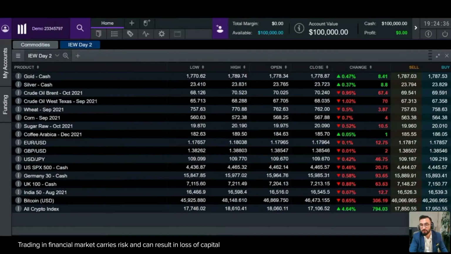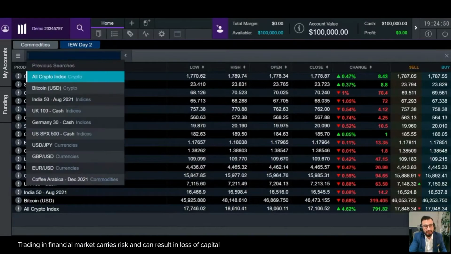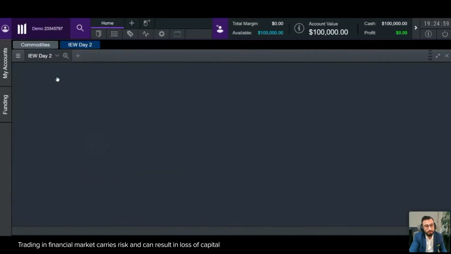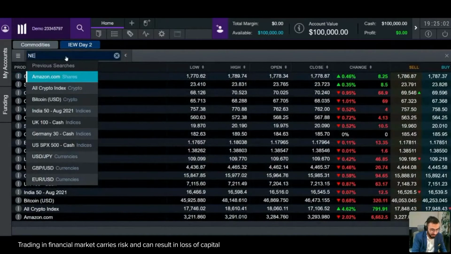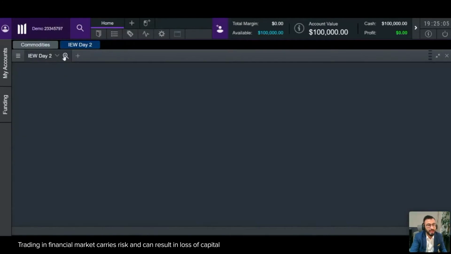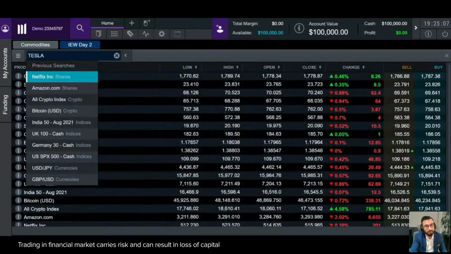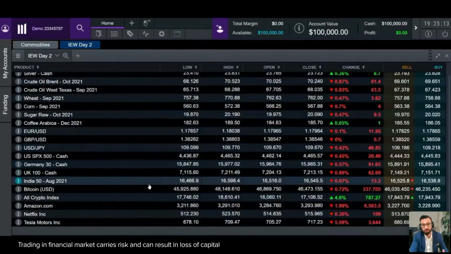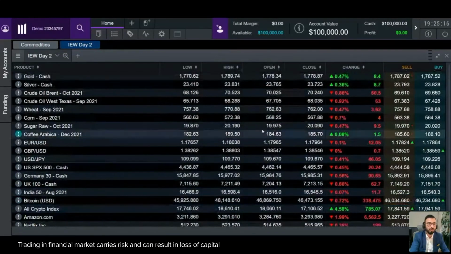Now I will give you the liberty to pick US market, because in your demo accounts mostly US stocks will be available, so you can add US stocks. I'm adding the ones which are more popular at the moment. There is Amazon right now. If you write Amazon, Amazon.com will come. If you write Netflix, for example, you can add Tesla, for example. So right now you have a watch list with stocks. US market is open, so you can see their prices also.